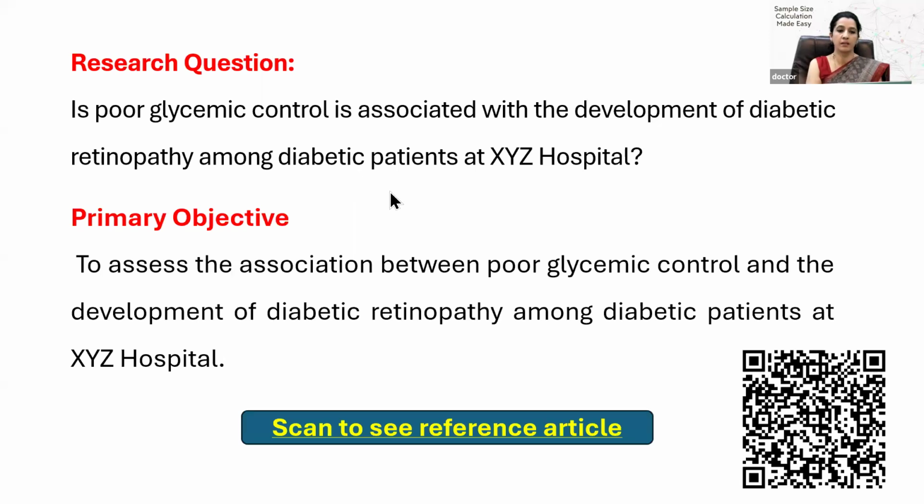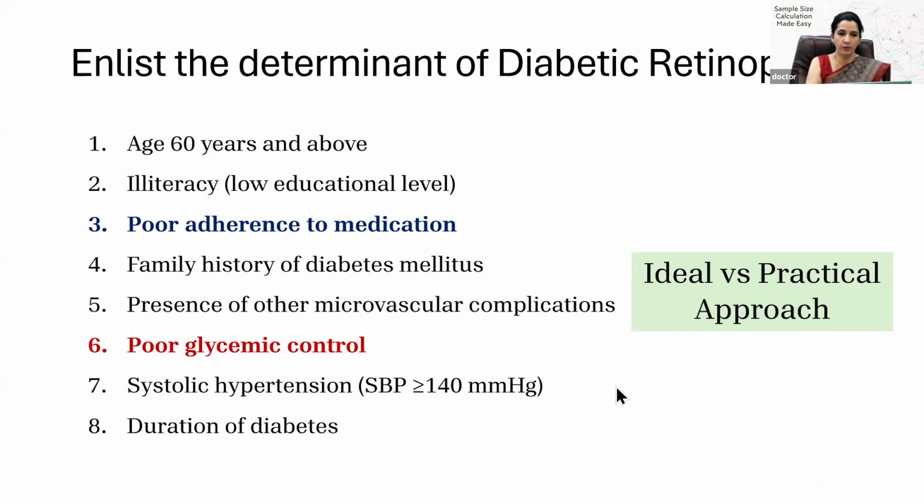So this was the article to assess. There are many determinants of diabetic retinopathy. You can see age is there, illiteracy is there, poor adherence to medication is there. Then there is a family history of diabetes and the presence of other microvascular complications, poor glycemic control, systolic hypertension, and duration of diabetes. So now there are so many risk factors.